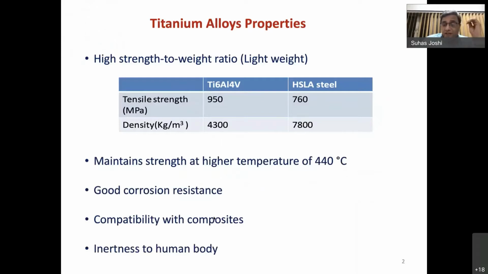Why titanium alloys? Because they have typical properties: very high strength and low density, and they have temperature stability up to 440 degrees centigrade, good corrosion resistance. They have good compatibility with composites and also with the human body, so inertness with the human body. So you can have several titanium implants in the body, and nothing happens to them. So they have got several properties.